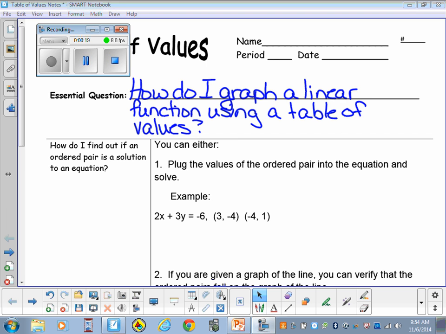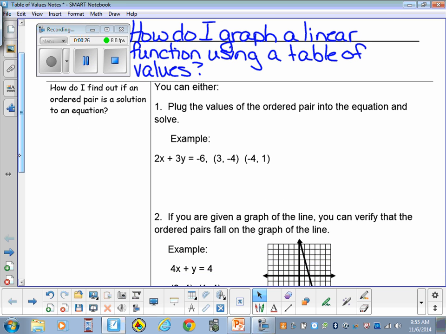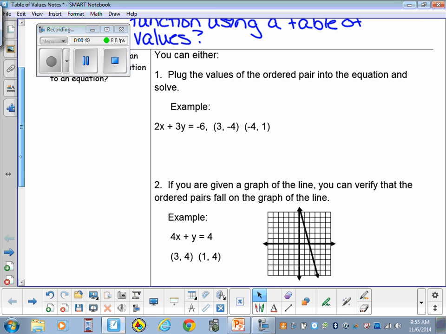Thank you. How do I find out if an ordered pair is a solution to an equation? Okay, so I want to know if (3, -4), or (-4, 1), or both are solutions to this linear equation. A linear equation has an x and a y, both to the first power, and when you graph them, you get a straight line. Line, linear. That's where it comes from. So we're just going to plug and chug. Use our substitution skills here.